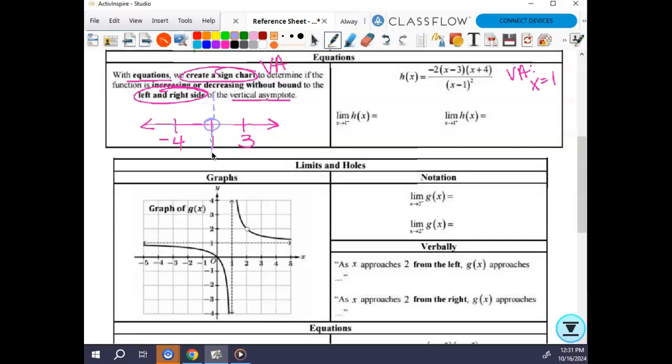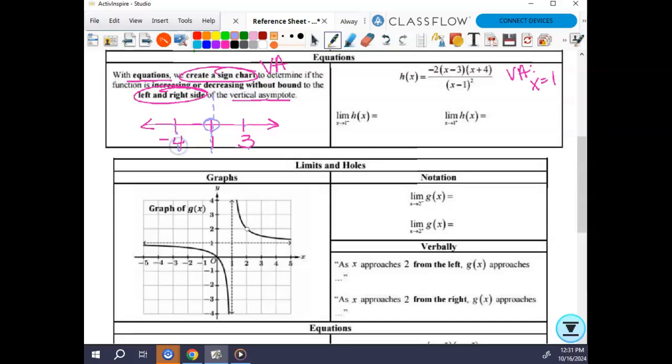Now, again, I'm not having to do the entire thing, but I need these numbers here, so basically I know where my neighborhood ends. If I was doing the whole sign chart and I needed something to the left of negative 4, I really should choose something close, but I could choose negative 500 and still be fine.